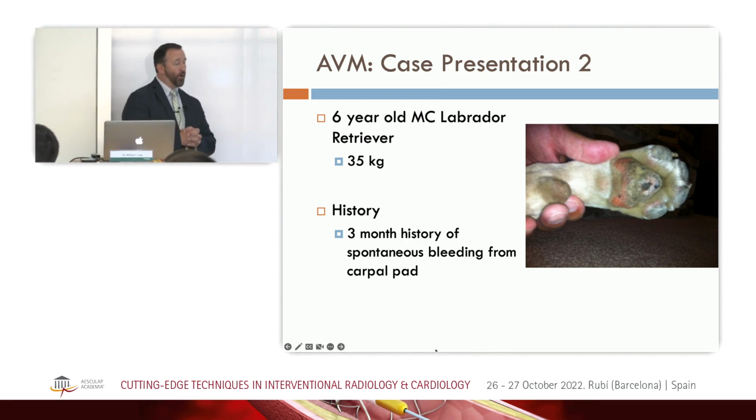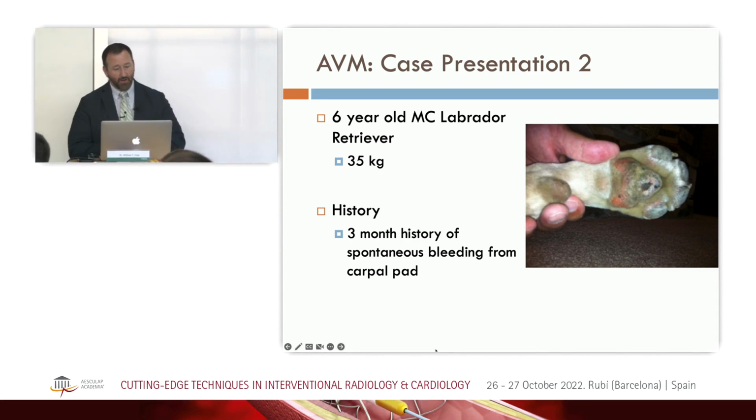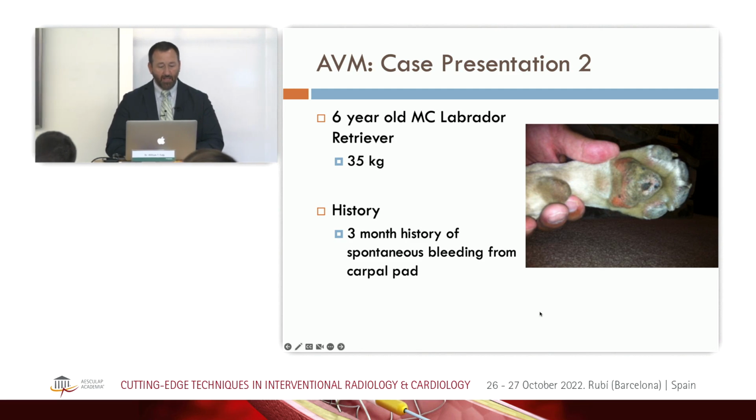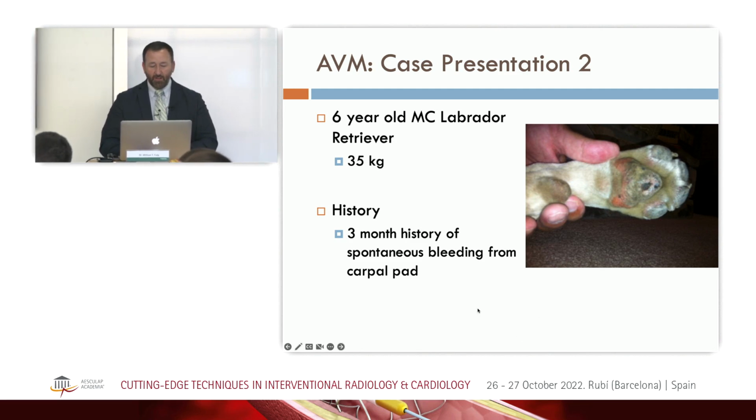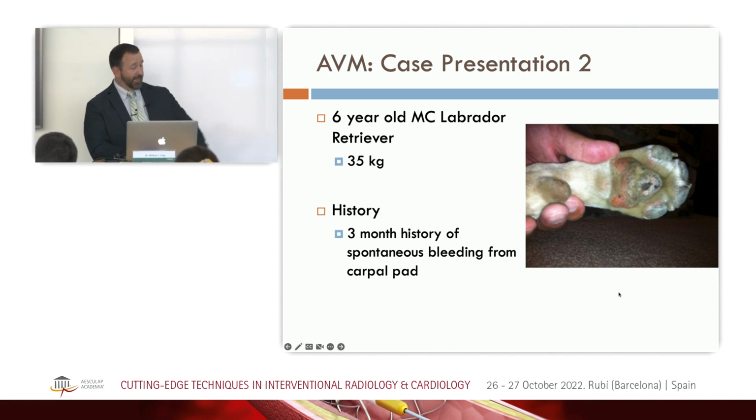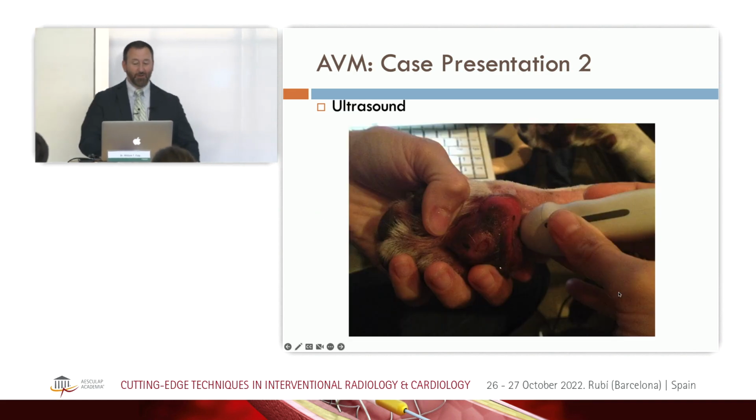So this is more of a paw pad one, and this is the more common scenario I've seen. This is a 6-year-old male castrated Labrador, 35 kilograms, 3-month history of spontaneous bleeding from the carpal pad. It's a little hard to see, but he had an arterial bleed that would occur here on a regular basis, to the point where the owners were just keeping him outside, and their whole patio was just covered in blood all the time.